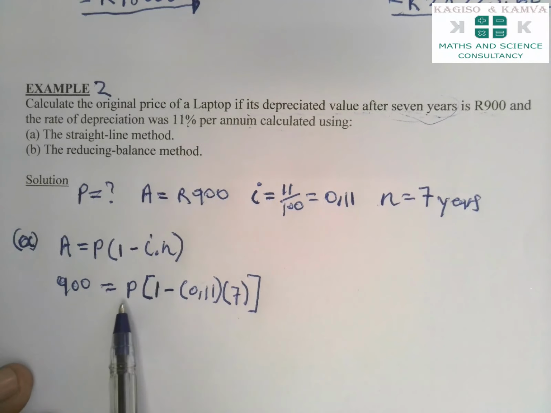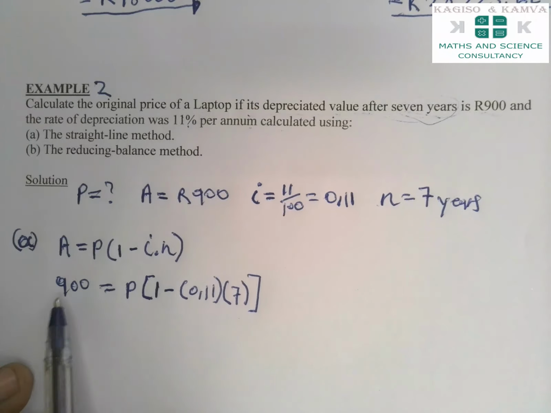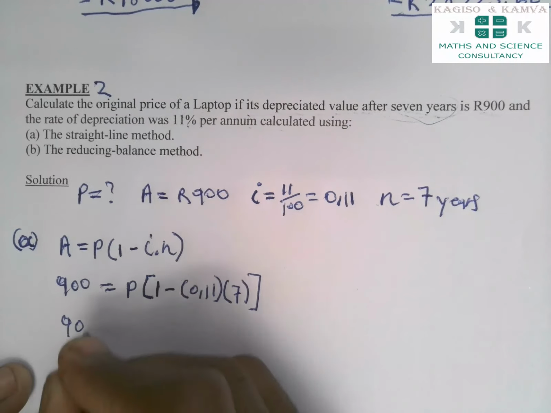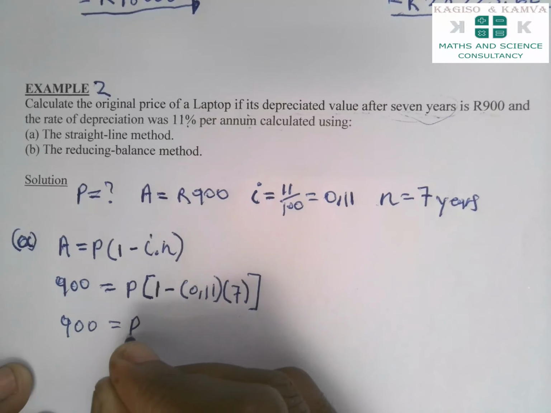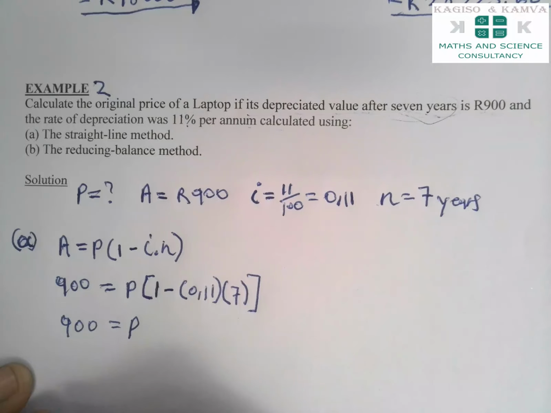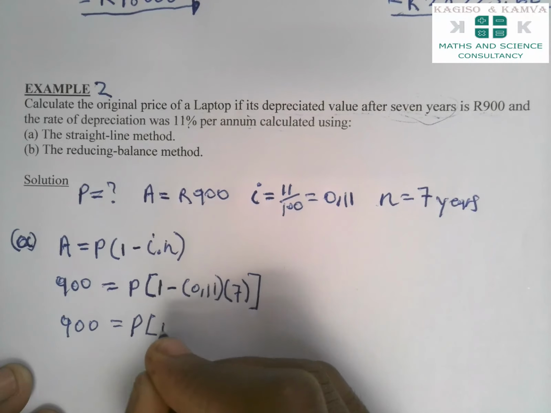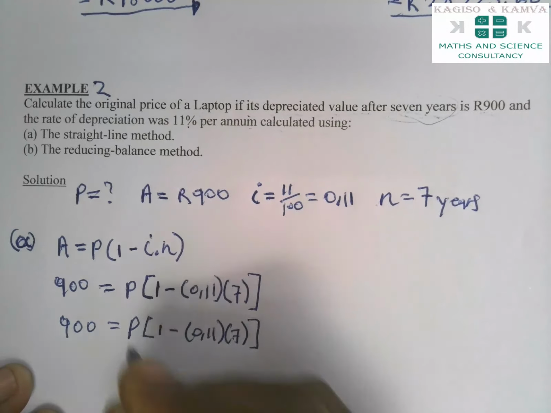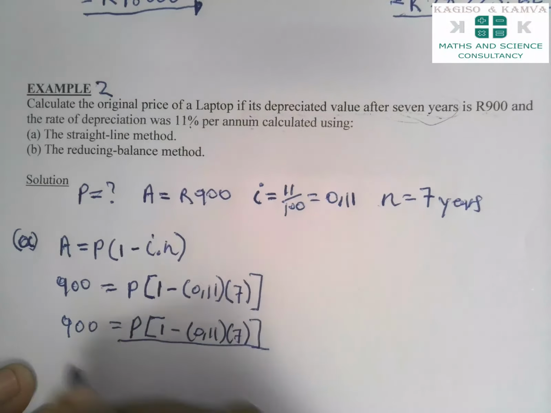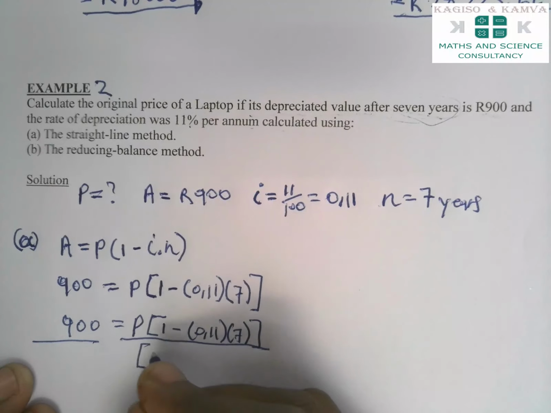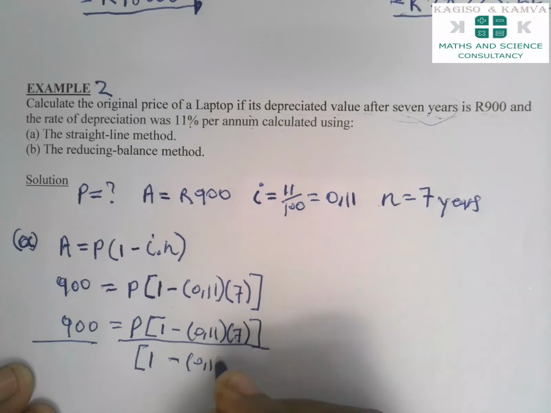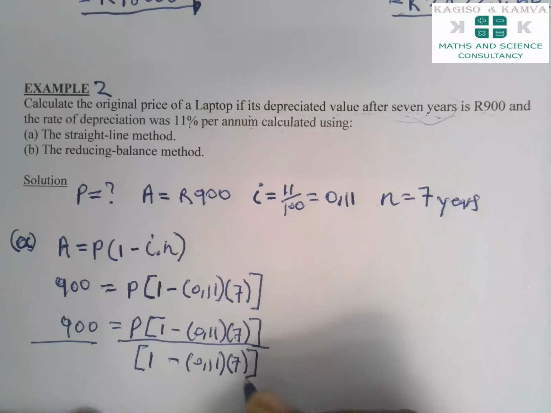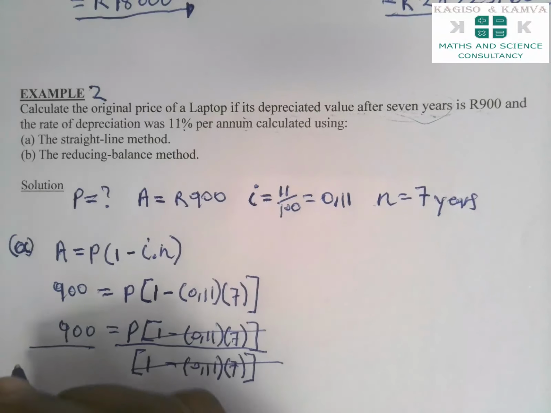Okay, so we are now looking for P. So we can just divide both sides by what is in the bracket. So let me write this: P times 1 minus 0,11. Okay, so we divide both sides by 1 minus 0,11, good. So this is going to cancel that.